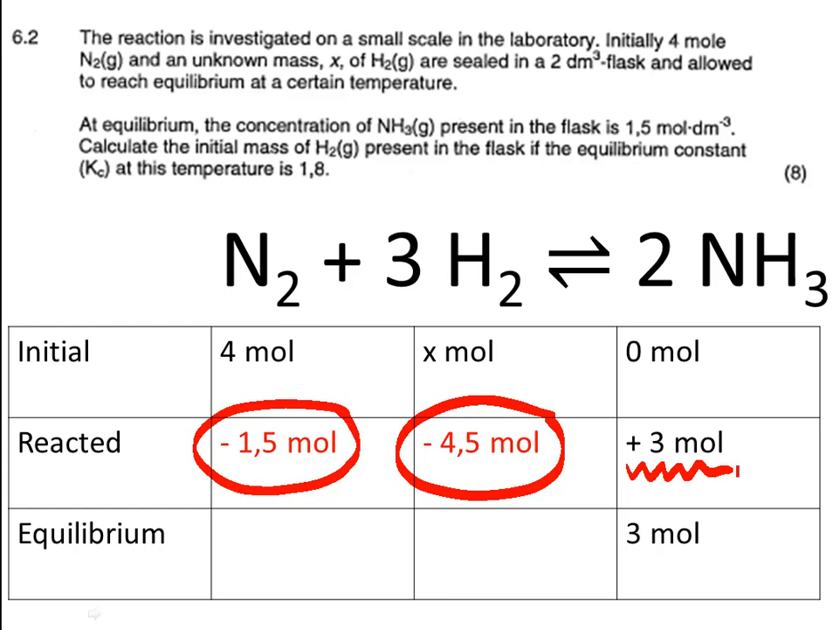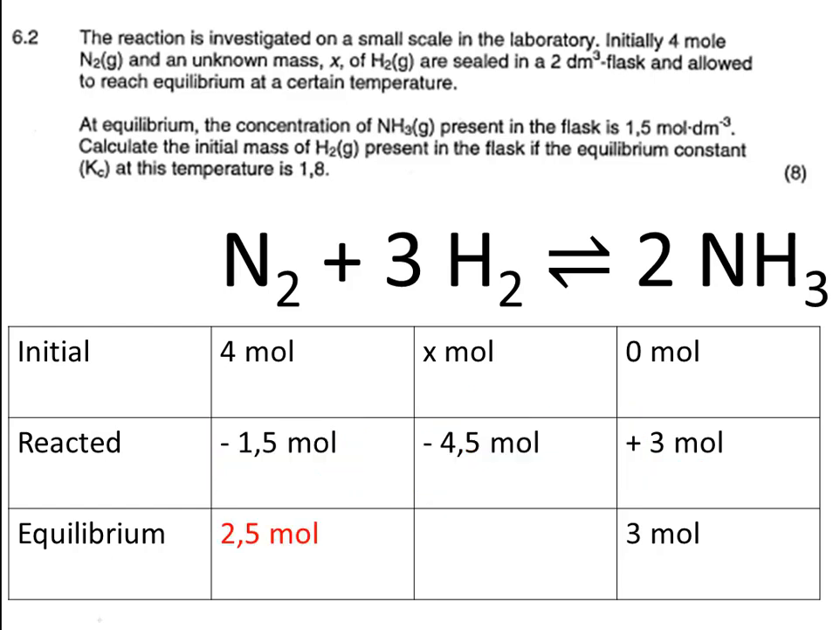And we know that in the reaction process, the 4 moles reacted. They were not produced, they reacted. So that decreased the amount of nitrogen that was present. The hydrogen reacted. It was not produced. So that decreased the amount of hydrogen present. Whereas the ammonia was produced. That increased the amount of ammonia present. So we can simply do the sums, and 4 minus 1,5 gives 2,5 moles. That means at equilibrium there must have been 2,5 moles of nitrogen.